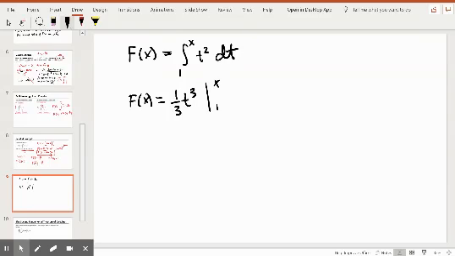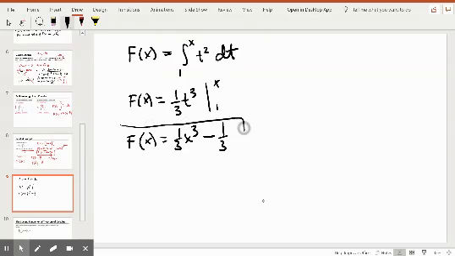Again, we don't need to plus c because we're dealing with a definite integral, because we have values on the bounds of integration. Now, the fundamental theorem of calculus tells us to plug in the top bound. So we have 1/3 x cubed minus, let's plug in the bottom bound, 1/3. And this would be our function defined by the definite integral.